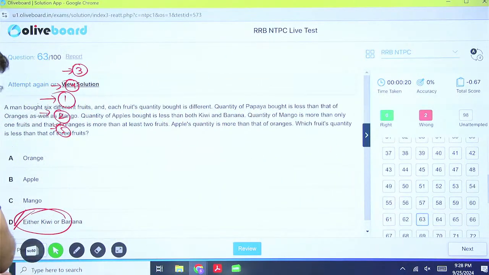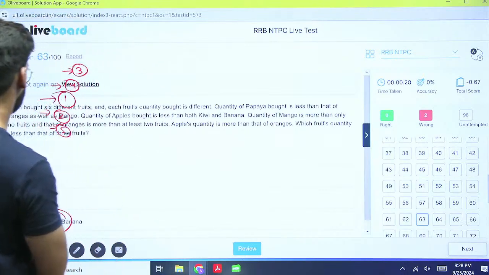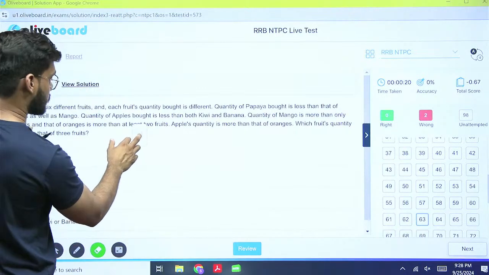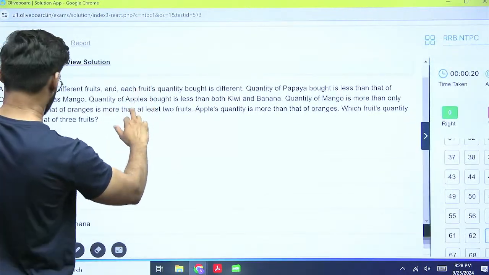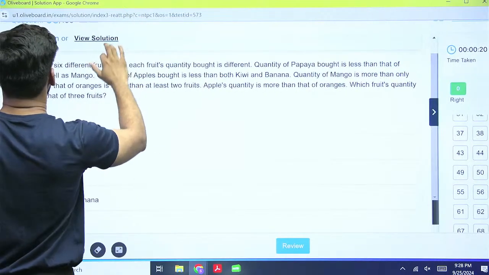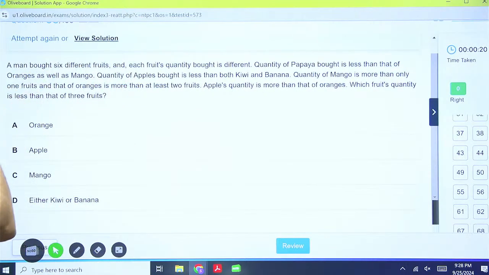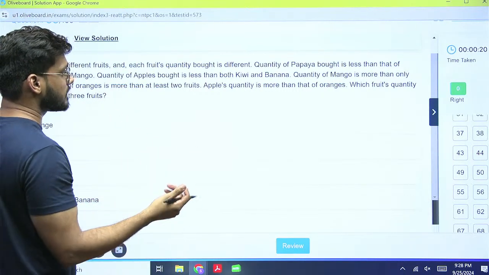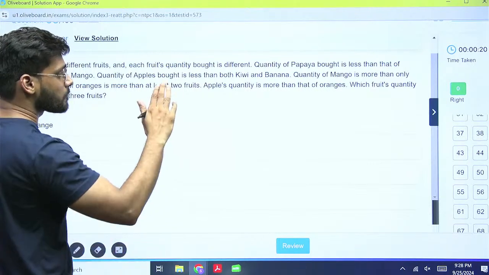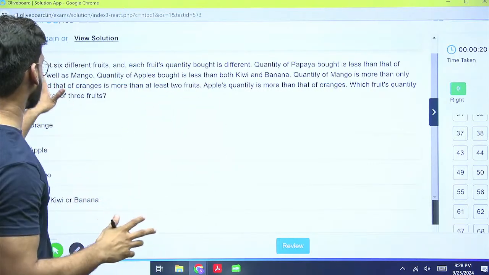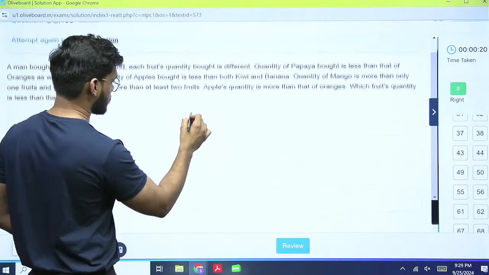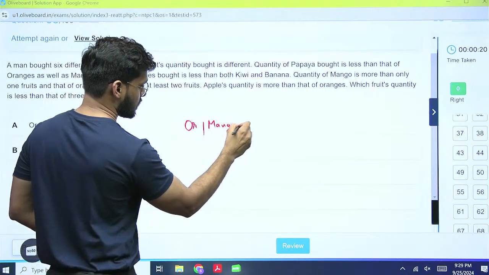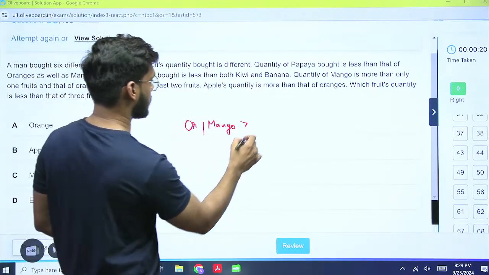We are having the next question from the order and ranking chapter. A man bought 6 different fruits and each fruit's weight bought is different. Quantity of papaya bought is less than that of oranges as well as mango. Papaya's quantity is less than the quantity of orange and mango. Okay. Orange, mango is having greater quantity than papaya.